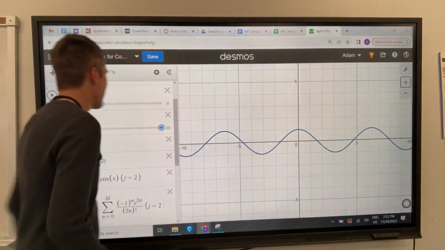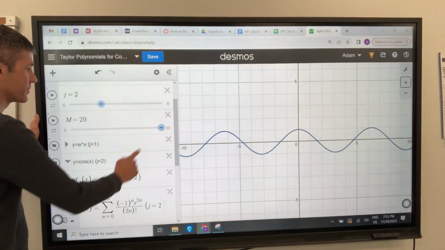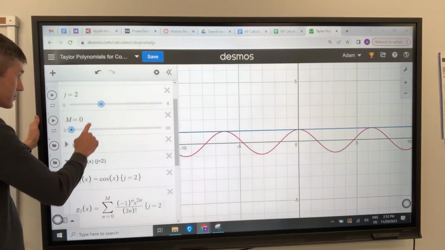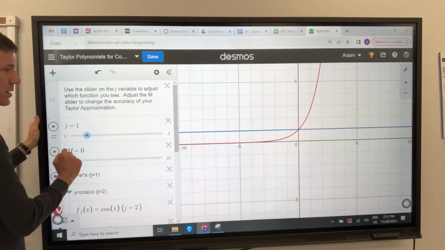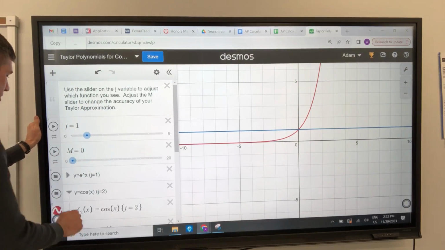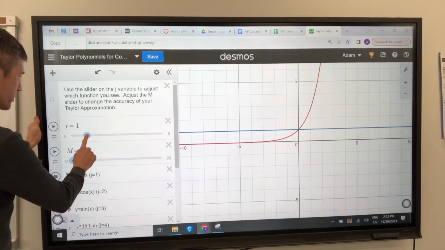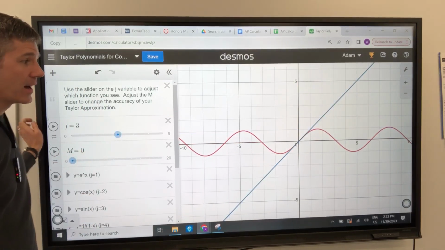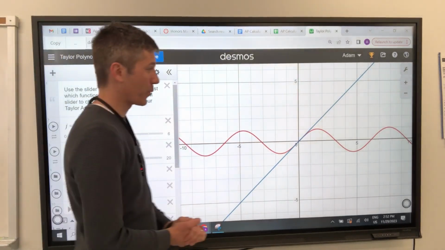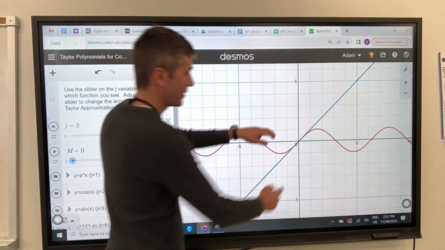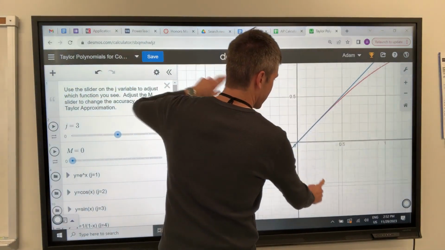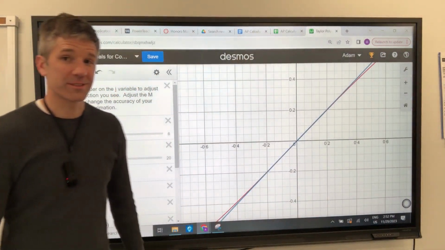Let's keep going. Based on the way this is configured, we can change this to be that. That's e to the x. Let's not do e to the x. Let's do sine x, which is j equals 3. There we go. I remember in the last video telling you that y equals x is a great approximation for sine, and it is for values very, very close to 0.